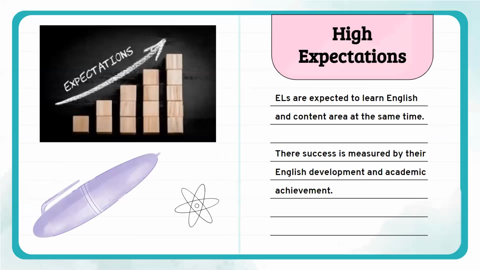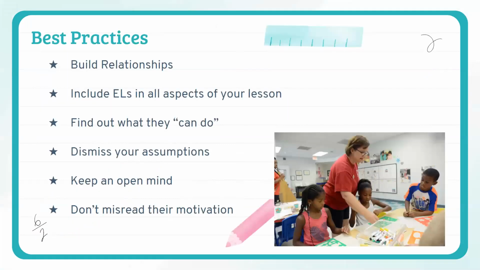If we talk about an ESL student, we have to consider something. Our ELs are expected to learn English and content at the same time. That's an extremely heavy lift and expectation. Their success is measured by two things, their English development and their academic achievement. So as our teachers, what can we do to help?